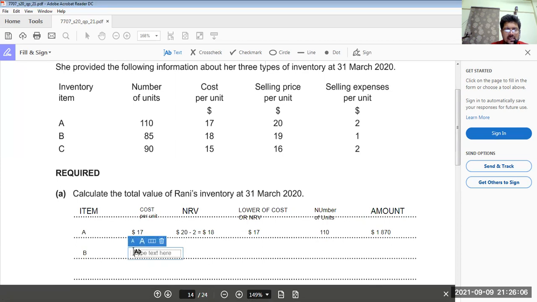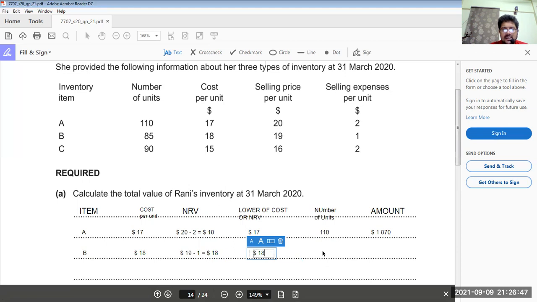Done. Come to item B. Cost is $18. Come to NRV. Selling price is $19 minus 1 rupee selling expense. So NRV is 18. Now again NRV is same as cost. So we have no option left but to keep this inventory because both are same. So we'll keep it on $18.